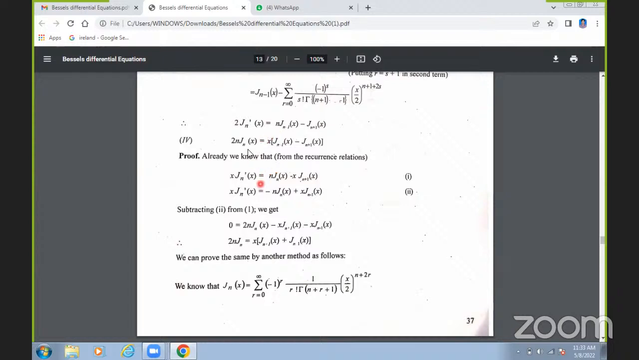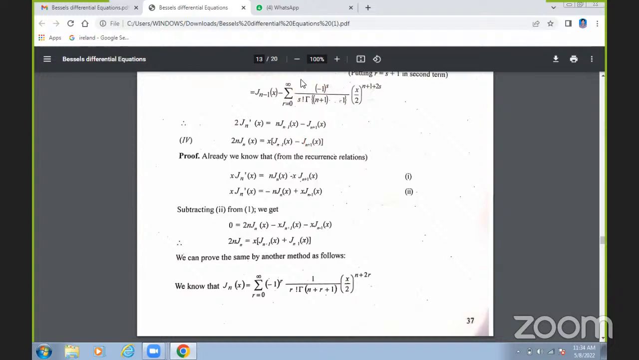Sorry, 2n Jn of x is equal to x into Jn minus 1 of x plus Jn plus 1 of x. Here it should be plus. Okay, so the fourth recurrence relation has been given with a minus here, which is wrong. Actually, we have to prove the fourth recurrence relation: 2n Jn of x is equal to x into Jn minus 1 of x plus Jn plus 1 of x. Here it should be plus.